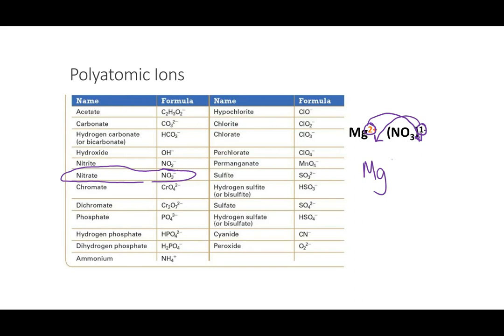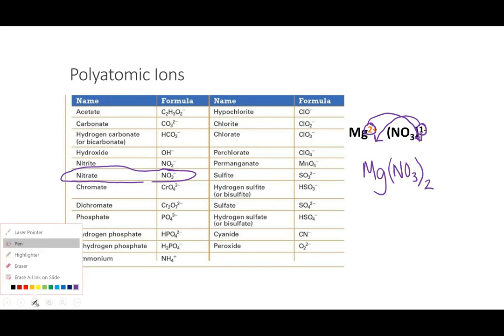We would put our polyatomic ion in a package. So I put parentheses around it to identify that as a package of atoms. And then that subscript 2 is going to go on the outside. So what that is saying is I need 2 packages of nitrate for every 1 atom of magnesium.